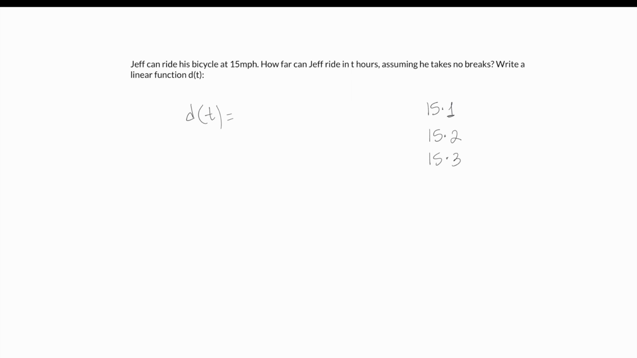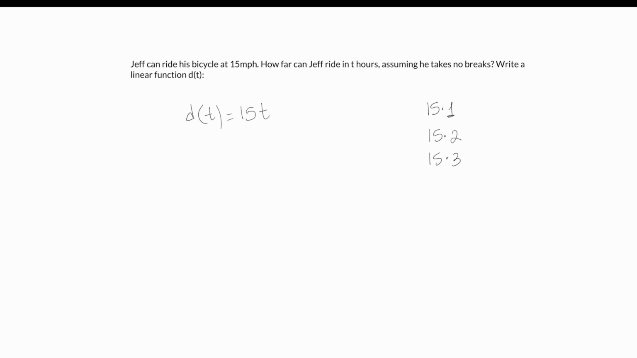We are not given the time that Jeff rides. What we are told is that he will ride for t hours. And t can be anything. It can be 1, 2, or 3, or 4, or 75 hours. So this number here, this 1, 2, or 3, is really your t. The problem doesn't provide a specific number. So when you write the function for the distance, the speed times the time, 15t, and you're done.